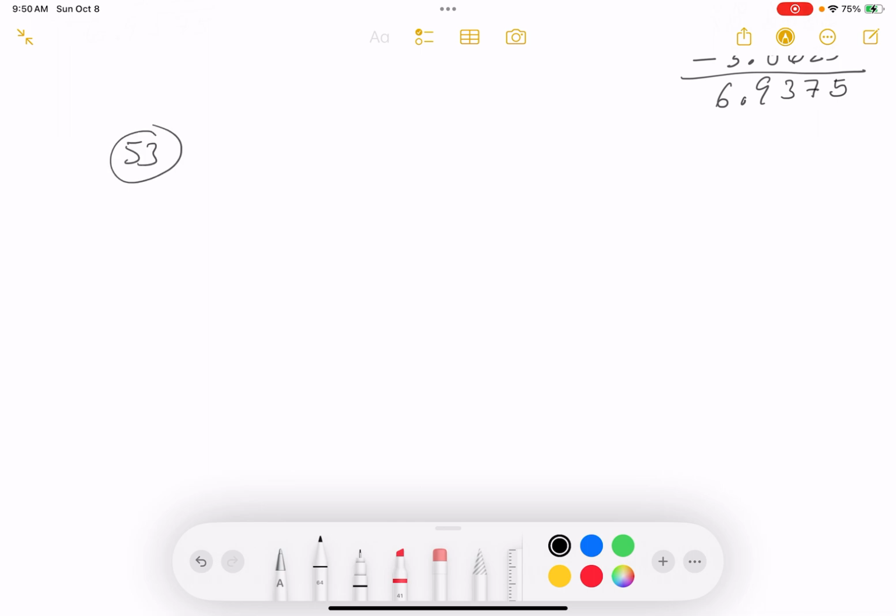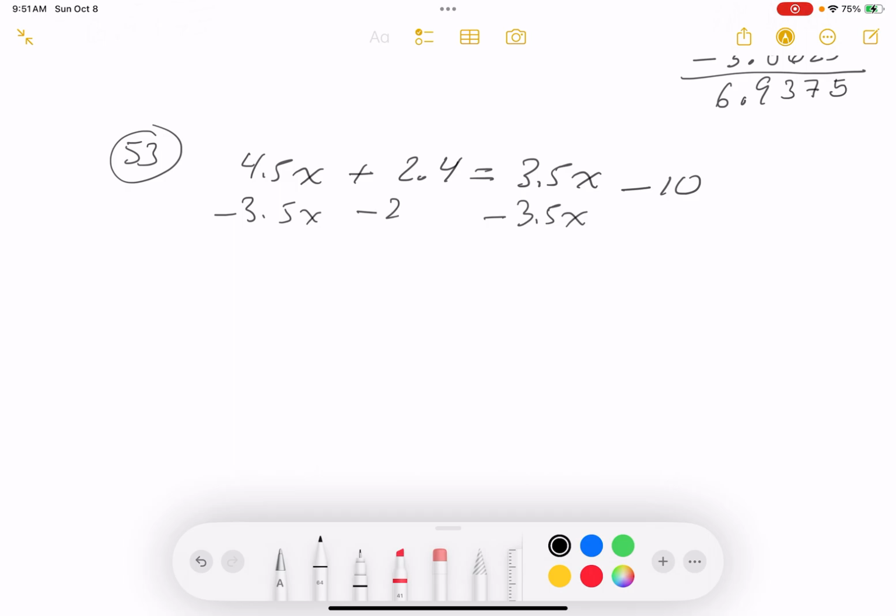And what's 53? All I can do is read it to you. And again, it's more decimals, so it's 4.5 plus 2.4, 3.5, and then minus 10. Well, let's take a look at it. Doesn't look that bad. Minus 3.5x and minus 2.4. What do you get there? 1x. I'm not going to write the 1 down. You get x, right, equals minus 12.4.